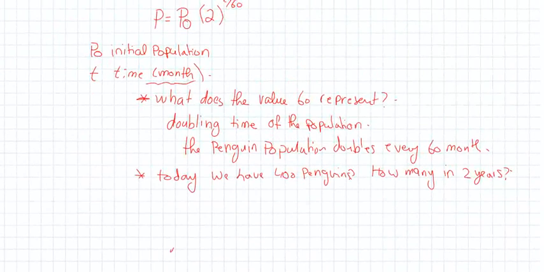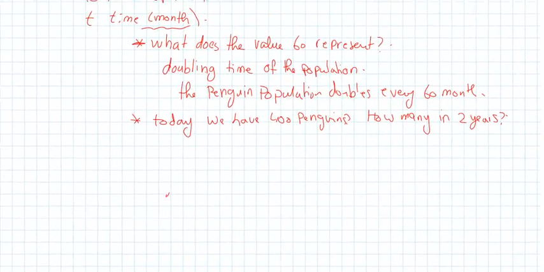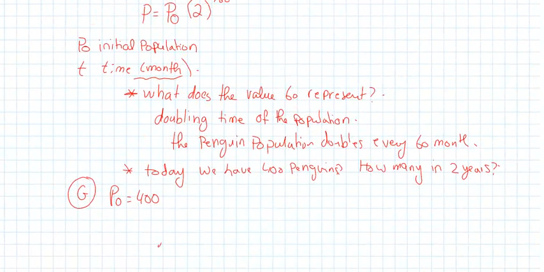Double would be 60 months. So today I have 400 penguins. I want to know how much we have in 2 years. And I know that my equation is P equals P0 times 2 to the power of T over 60. So what's given to me? What do I know? The initial, which is 400. So I'm going to use it. I know that the initial, which is P0, equals 400, right? Do we understand that? Because it says here that P0 is the initial population.